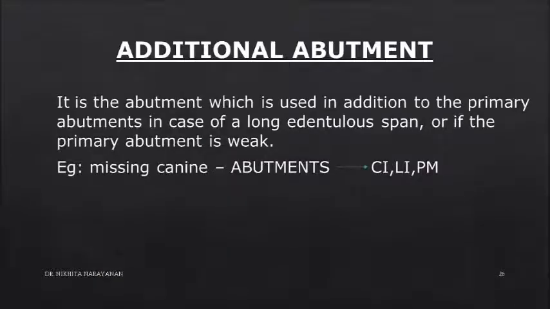First one is the additional abutment. It is the abutment which is used in addition to the primary abutments in cases of a long edentulous span or if the primary abutment is weak. For example, if there is a missing maxillary or mandibular canine, the primary abutments will be your lateral incisor and the first premolar. But since the lateral incisor is weaker, we will have to include the central incisor in addition to the primary abutments. So here the central incisor becomes the additional abutment.